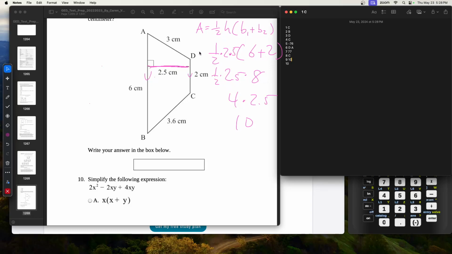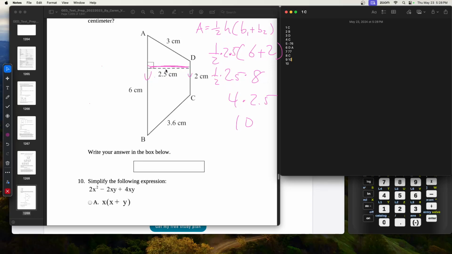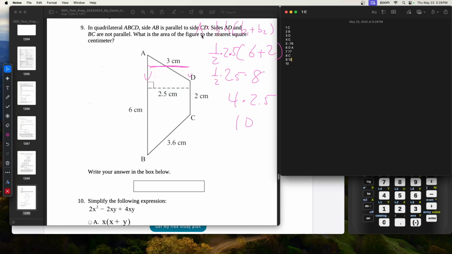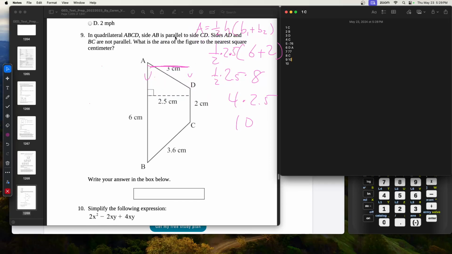So again, we have the shape. You kind of need to recognize that it's a trapezoid. This is the trapezoidal shape. The equation for the area of a trapezoid, I just want to make sure they're asking for the area again. What is the area of the figure? Yes.